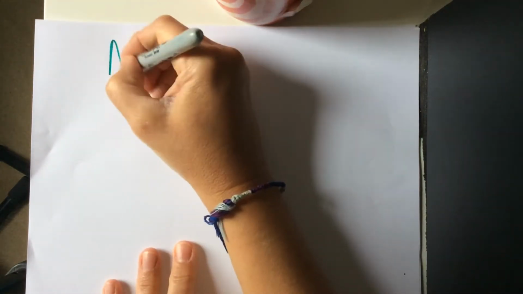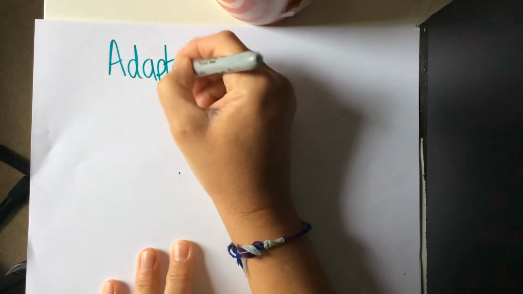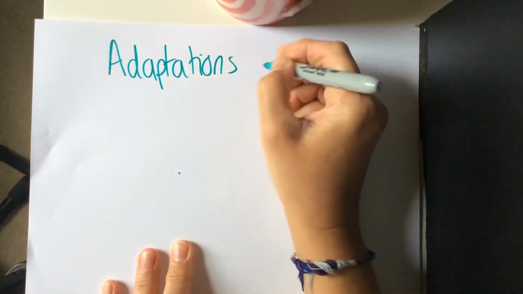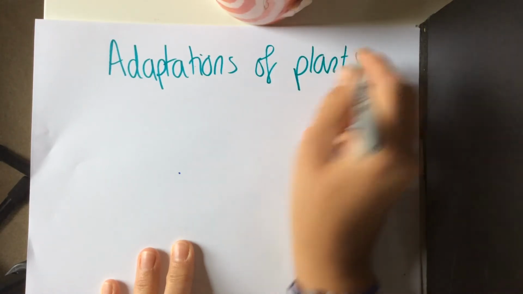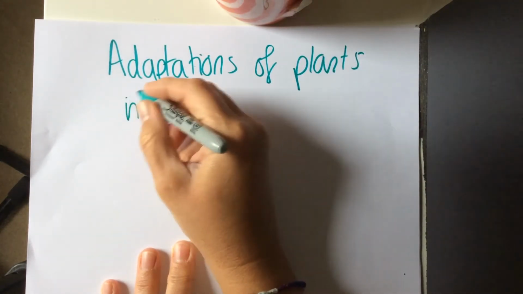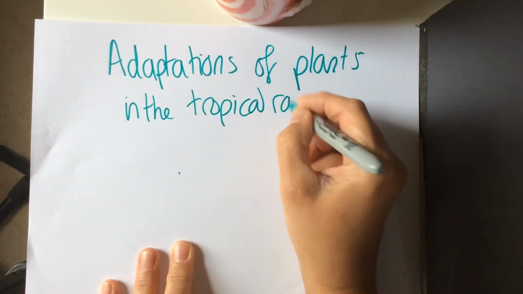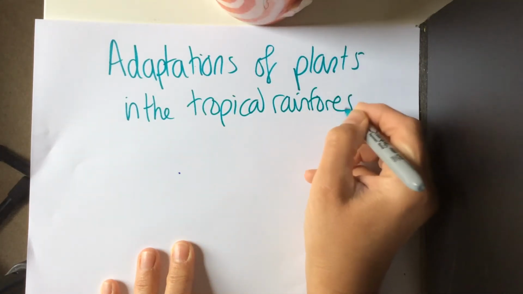Okay, so this short video, and it is a short one, is about adaptations in plants and animals. So adaptations of plants, let's start with plants, in the tropical rainforest.